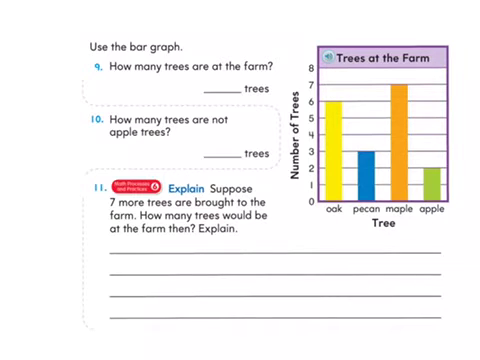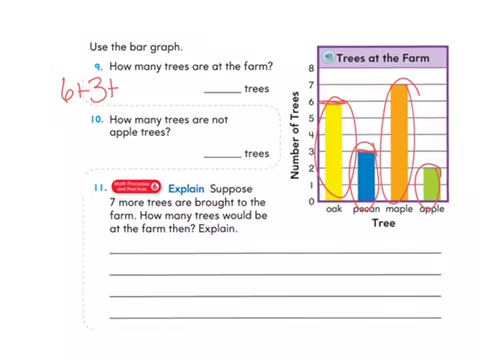Number 9 says, how many trees are at the farm? Well, that means we need to count up all of the trees. So we have 6 plus 3 plus 7 plus 2. 6 plus 3 is 9. 7 plus 2 is 9. 9 plus 9 is a doubles fact, so that equals 18.